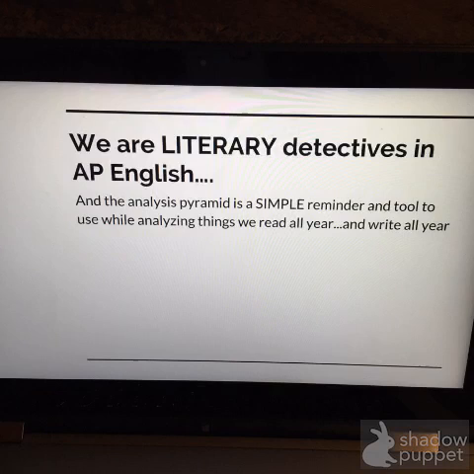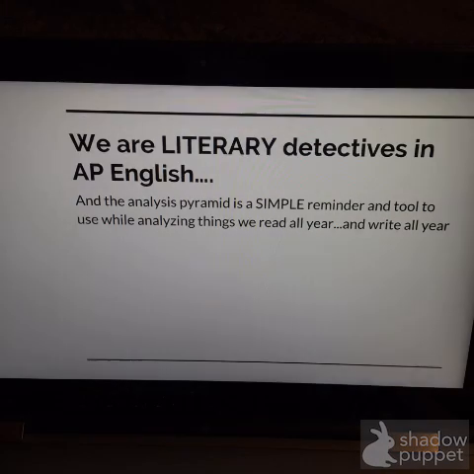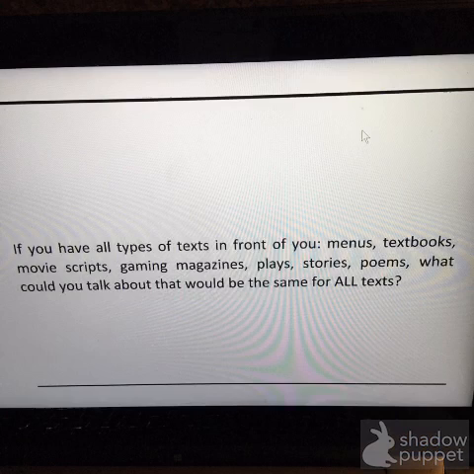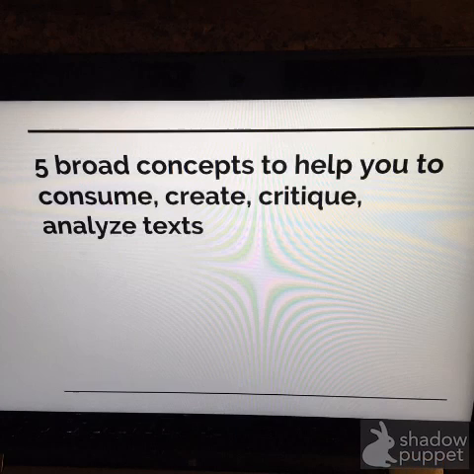So I want you to think of yourself as a literary detective. And the analysis pyramid is a simple reminder and tool to use while analyzing things we read all year. If I had various texts in front of me, from menus to movie scripts to gaming magazines, plays, stories, poems, novels, think for a second about what you could talk about that would be the same for all texts. I want to show you the analysis pyramid because there are 5 broad concepts in there that will help you consume, create, critique, and analyze text so you can become literary detectives.